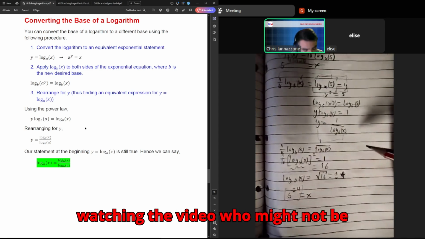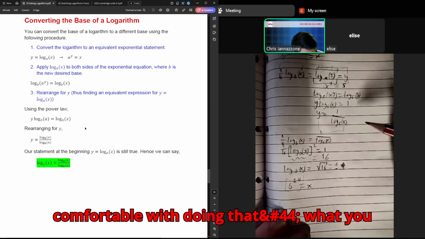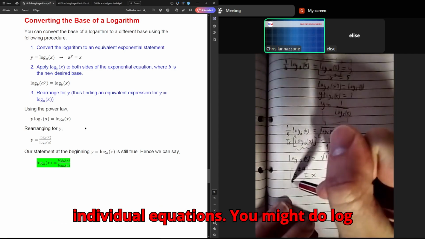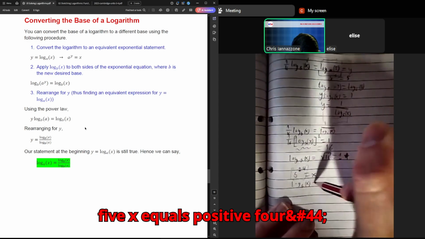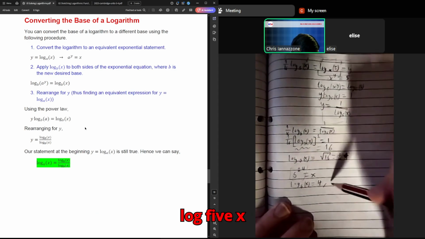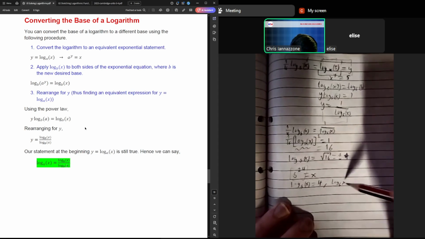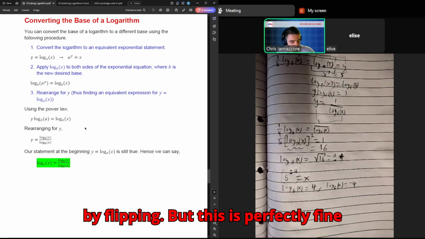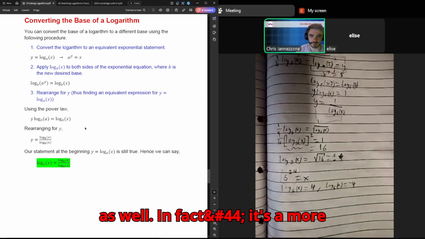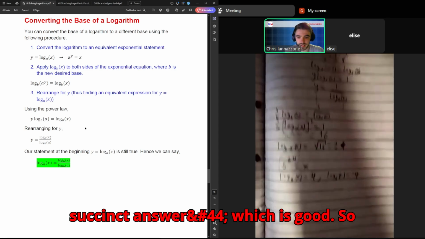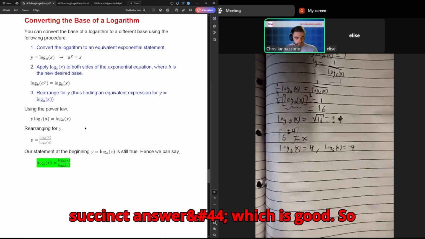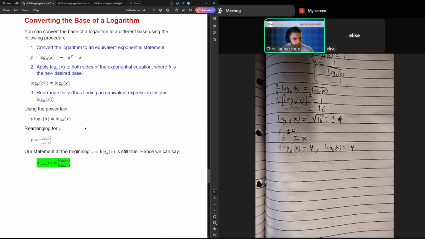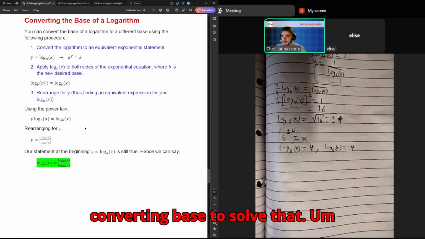For anyone watching the video who might not be comfortable with doing that, what you could do is just split it up into two individual equations. You might do log 5 of x equals positive 4, log 5 of x equals negative 4, and then put each of those into their own exponentials by flipping. But this is perfectly fine as well. In fact, it's a more succinct answer, which is good. So the intended solution there was to use the converting base to solve that.